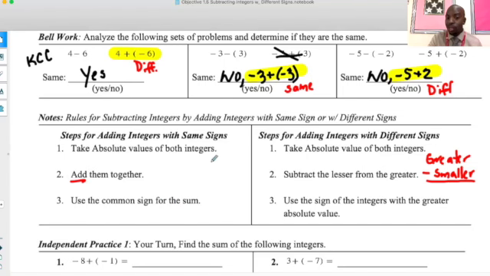So if they were both originally negatives, the answer is going to be negative. If they were both originally positive, then the answer is going to be positive. When they're different signs, what sign do I need to put, Ms. Orford? The sign of the greater absolute value number.